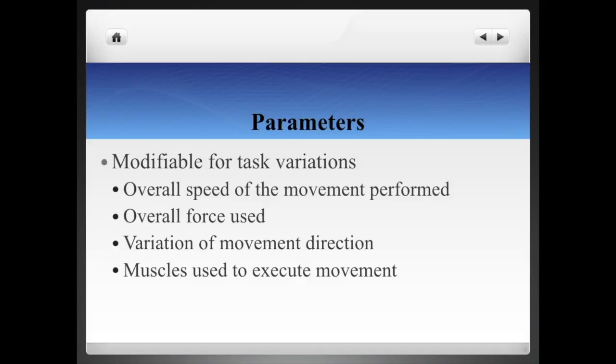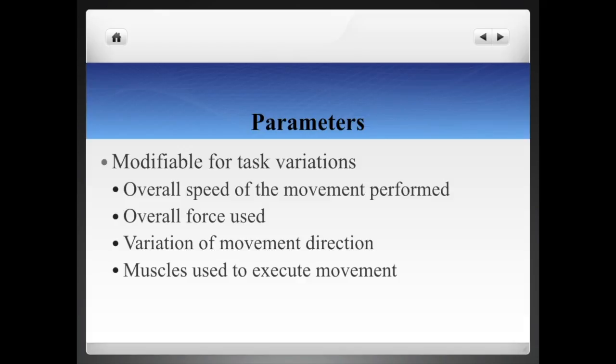Parameters of generalized motor programs are modifiable for task variations. These include overall speed of the movement performed, overall force used, variation of movement direction, and muscles used to execute the movement. In overall speed of the movement performed, or overall duration, the basic idea is that the motor program contains relative timing and sequencing information. It can be executed slowly or rapidly depending on the overall duration parameter assigned. This would be an example, throwing a fastball versus throwing a ball softer.